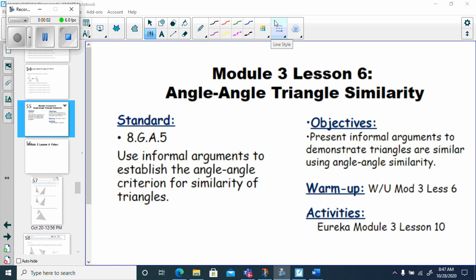This is Module 3, Lesson 6, and actually 7, on angle-angle triangle similarity. We're using informal arguments to establish the angle-angle criterion for similarity of triangles, okay? Standard 8.G.A.5. In other words, you're going to present informal arguments to demonstrate triangles are similar using angle-angle similarity, and we're going to talk about that. This is from Eureka, Module 3, Lesson 10.